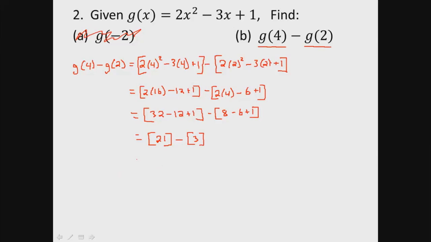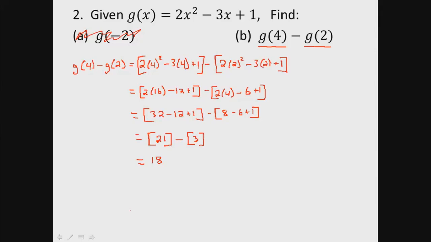So in the end, these big brackets, we can get rid of them if we want to. It'll just be 21 minus 3 here. 21 minus 3, we've got 18. So we know that g of 4 minus g of 2 is 18.